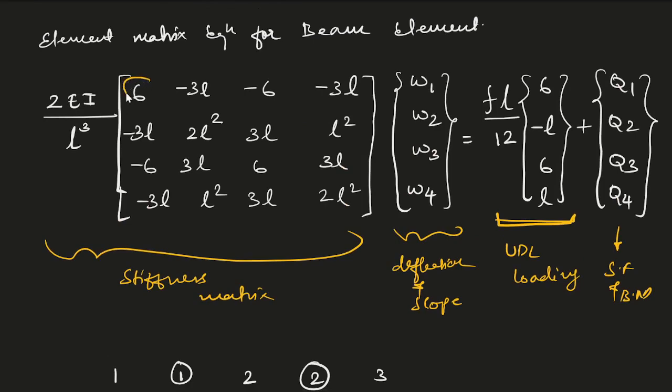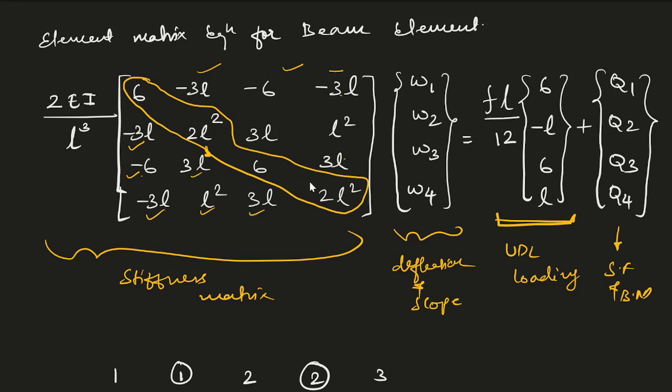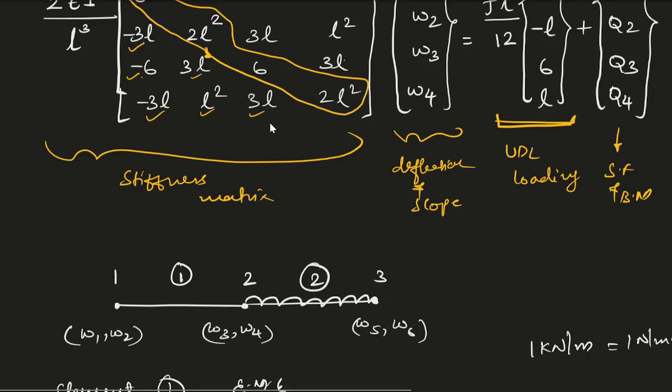If you see the formula, the diagonal of the matrix is positive, and it is a symmetric matrix. Here we have minus 3L, again minus 3L, minus 6, and 6, and 3L, L square, so it is a symmetric matrix. It's easy to memorize as well.